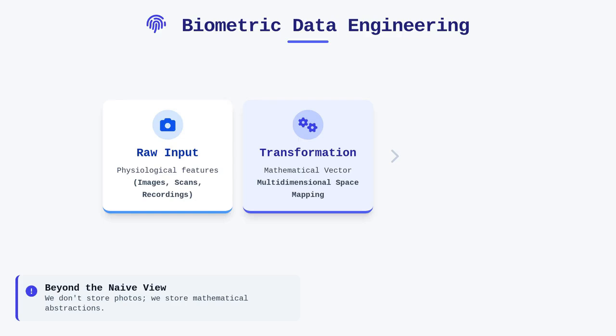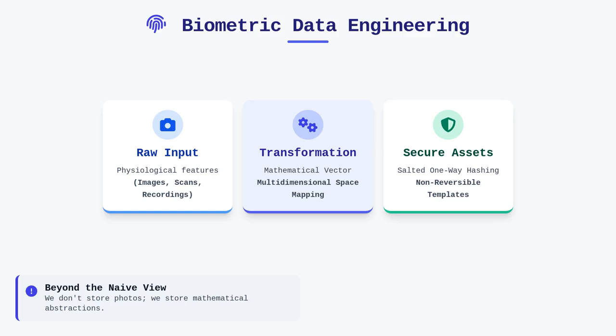To ensure privacy, this process must be non-reversible. We should treat these vectors as cryptographic assets from the moment of generation. By hashing these templates using salted, one-way functions, we ensure that even if a database were compromised, an attacker could not reconstruct the original physiological features. This mathematical transformation is the bedrock of non-reversibility in modern privacy engineering.